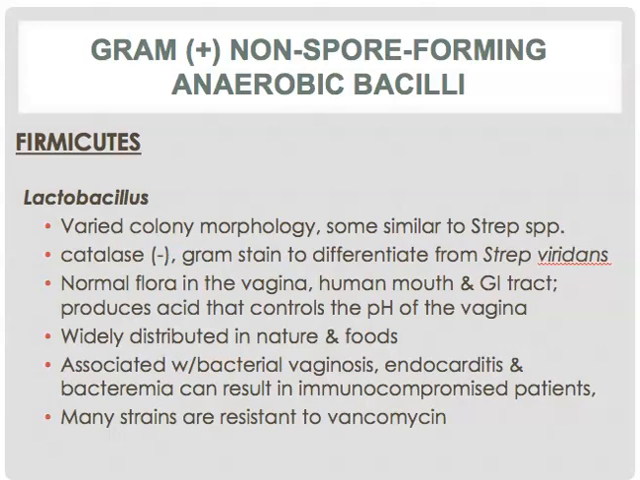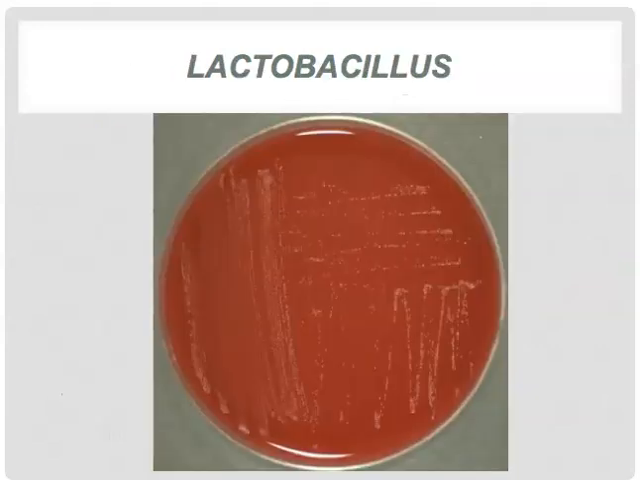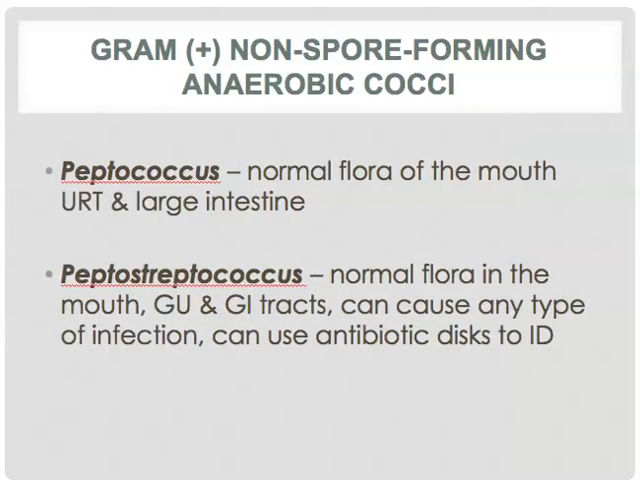This one is widely distributed in nature and foods. It's normal flora in the vagina, human mouth, and GI tract. This is the organism that produces the acid that controls the pH of the vagina. It's associated with bacterial vaginosis, but also serious conditions like endocarditis and bacteremia can result in immunocompromised patients. And a lot of strains of Lactobacillus are resistant to vancomycin, so some treatment options might be limited for that one. That's what it looks like on the plate.